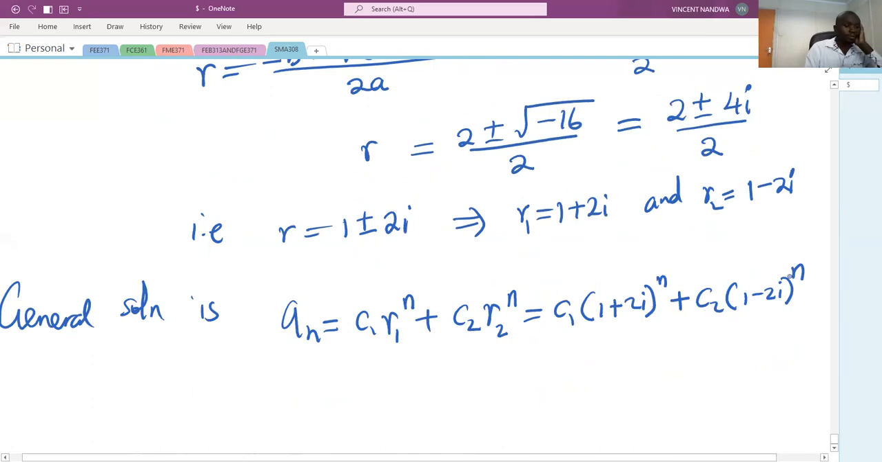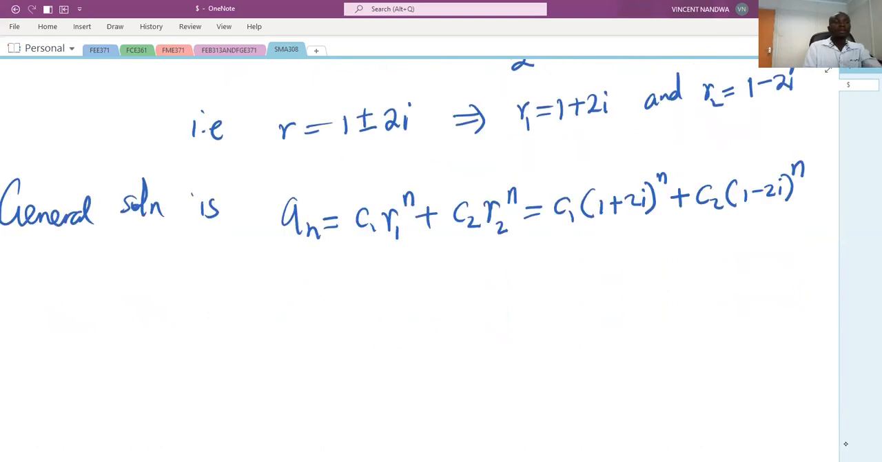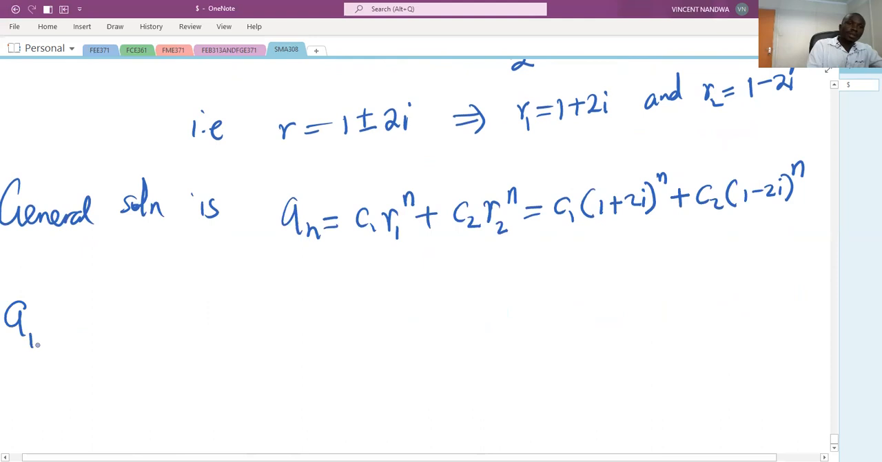That's by definition. So because we have been given initial conditions, they will help us to find the specific values for c1 and c2. So we have been given that a0 in this question is 1 and a1 is 5.